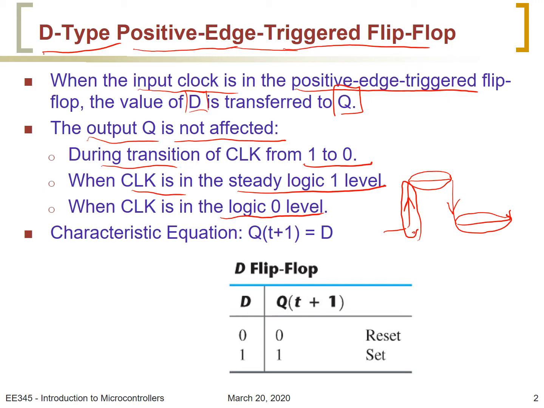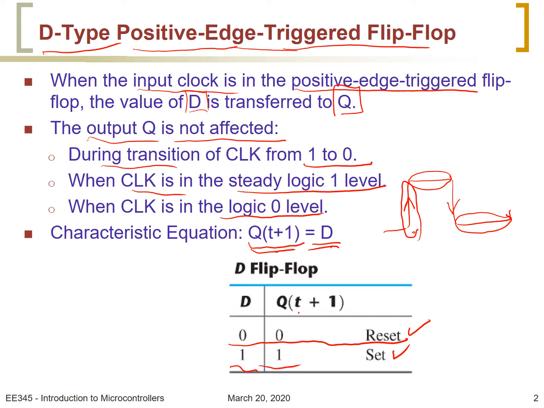From this description, we conclude the characteristic equation of the flip-flop, which is the value of Q at time t plus 1 as a function of D. Q at time t plus 1 is equal to D, which means if D is 0, Q at time t plus 1 is 0, which is the reset state. And if D is 1, Q at time t plus 1 is 1, which is the set state.